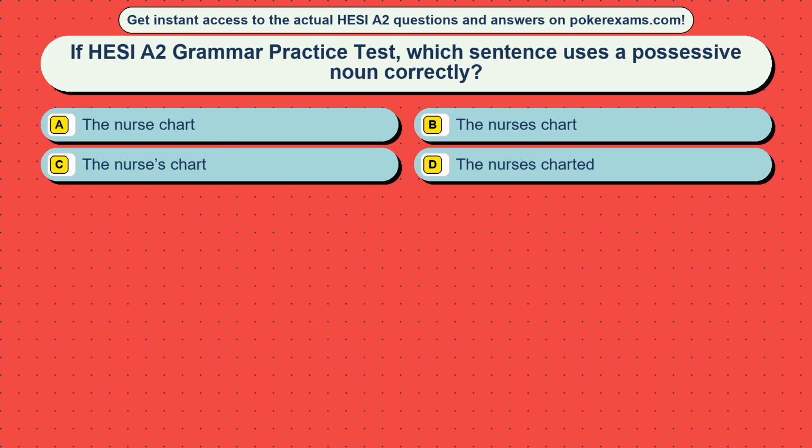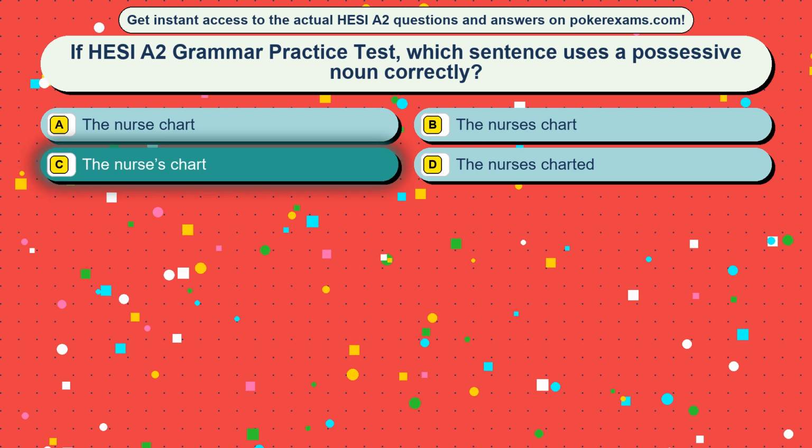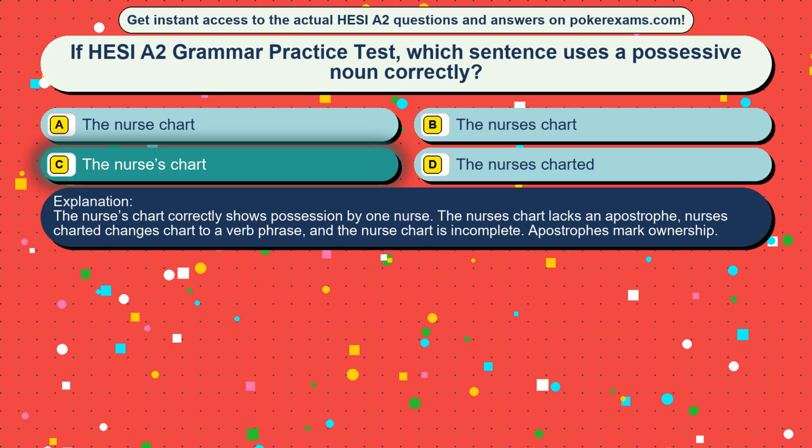Question 20. If HESI A2 grammar practice test, which sentence uses a possessive noun correctly? Option A, the nurse chart. Option B, the nurses chart. Option C, the nurse's chart. Option D, the nurse's charted. The correct answer is option C, the nurse's chart. The nurse's chart correctly shows possession by one nurse. The nurses chart lacks an apostrophe. Nurse's charted changes chart to a verb phrase, and the nurse chart is incomplete. Apostrophes mark ownership.